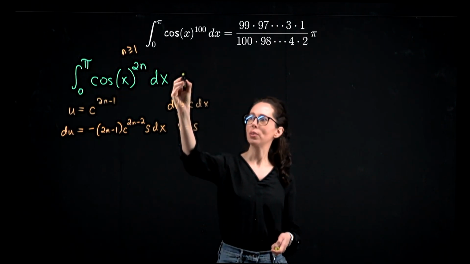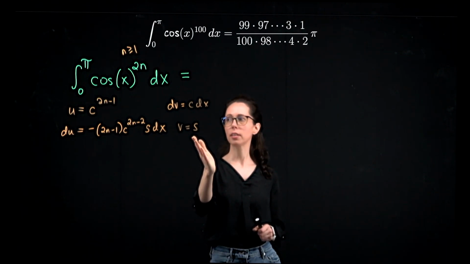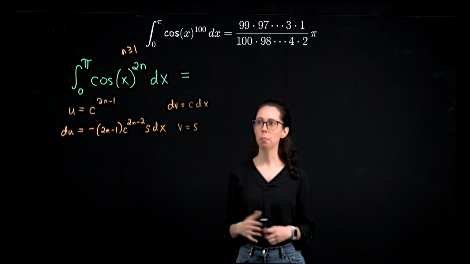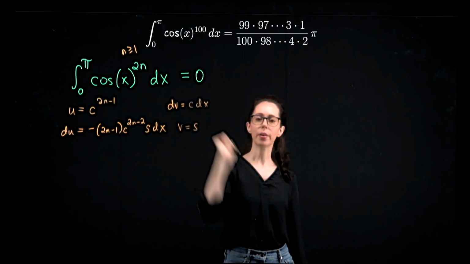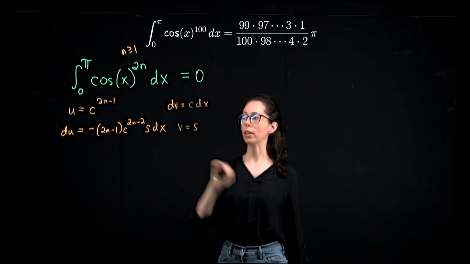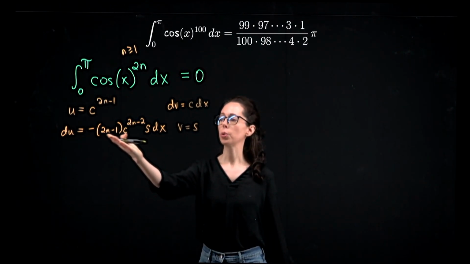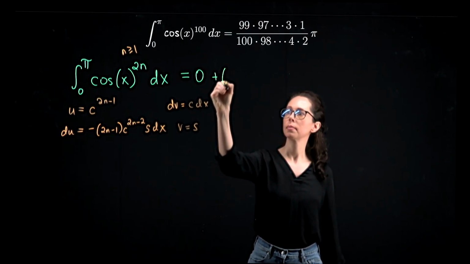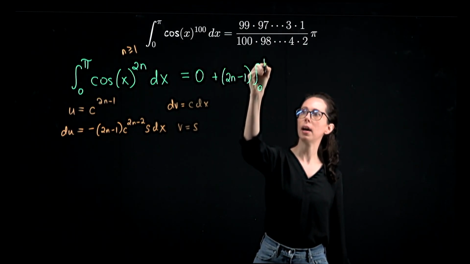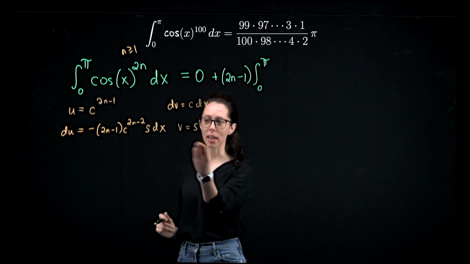Just like we've seen now a few times, the product of u and v contains a sine function, and when we plug in pi and 0, that will cause that product to just be 0. So I'll write kind of a placeholder 0 there to represent what u and v evaluate to at the top and bottom bounds. And then we'll have minus negative 2n minus 1, so I will write plus 2n minus 1 times the integral from 0 to pi. We have cosine to the 2n minus 2 times sine squared, just like before.